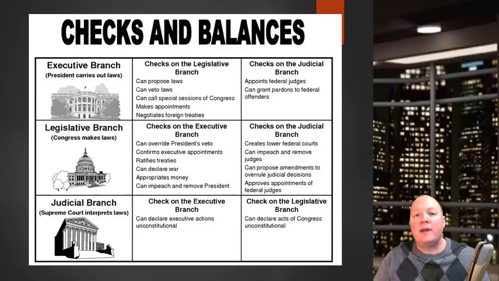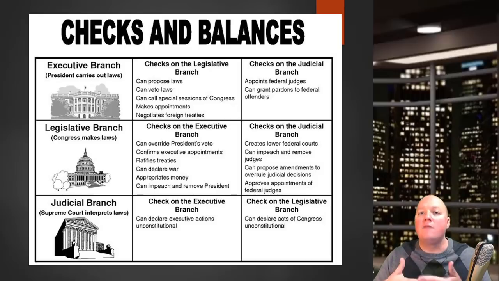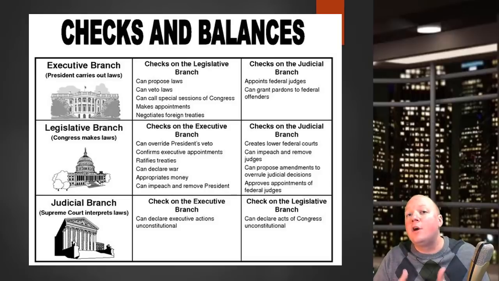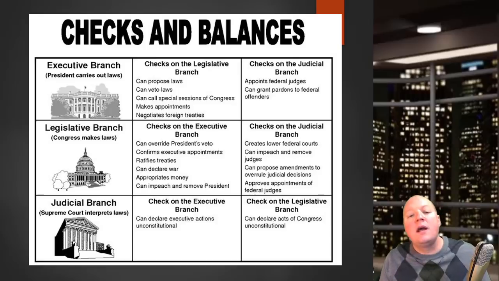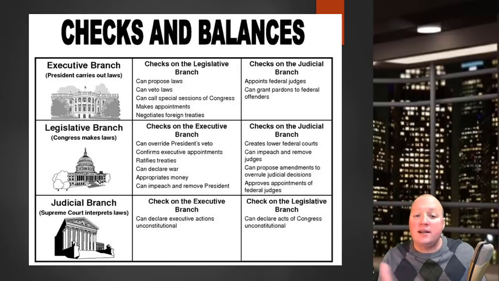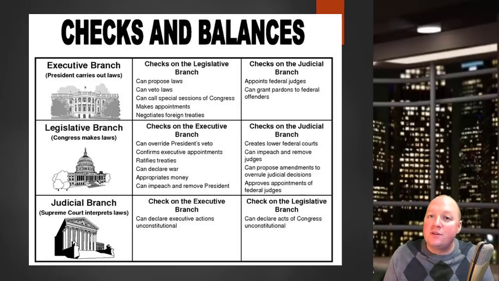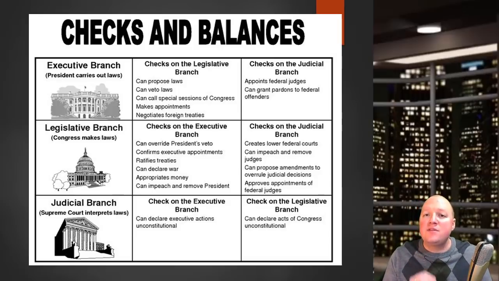So each of the branches can stop the other one when they get to be a little bit too powerful, and that's the beauty of our system. Checks and balances make it so that no one branch can have too much power. The president can be stopped by the Congress, the legislative branch. The Congress can be stopped by the president. The courts can stop both of them. The president can control the courts. The legislature can control the president as he's making appointments to the courts. It's a very complicated weave, but at the end, it makes it so that no one side has too much power. That's what checks and balances are all about.